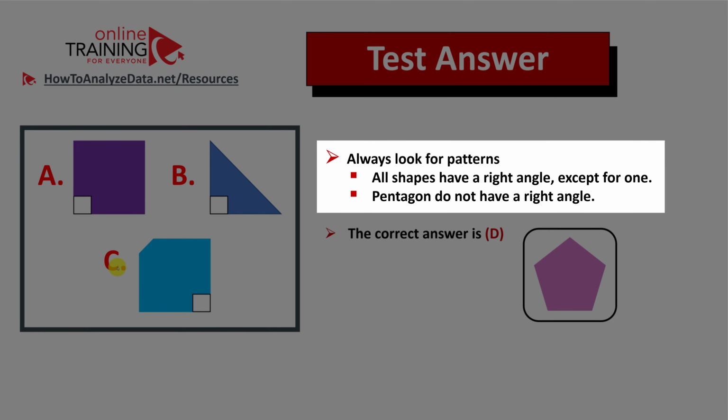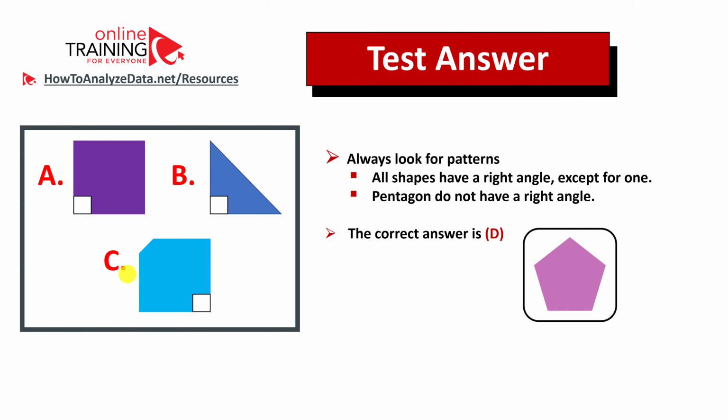Let's recap. Always look for patterns. All shapes here have the right angle except for one, and pentagon does not have the right angle. That's why you should select choice D, which is the pentagon. Hopefully you've nailed this question and now know how to answer similar problems on the test.